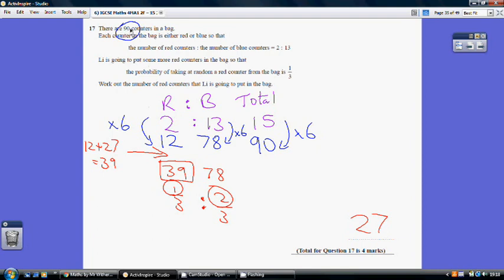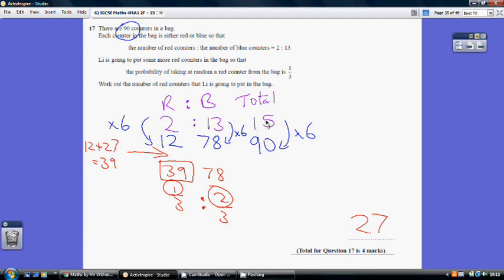Now we're told there are 90 counters in the bag altogether, so that's fine. So 90 counters. We've got to consider the 90 total versus the 15 ratio total. So how do we scale this up? How many times bigger is 90 than 15? Well, do 90 divided by 15 and you see that it's timesing by 6.